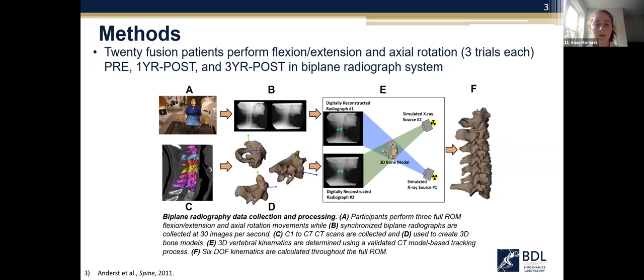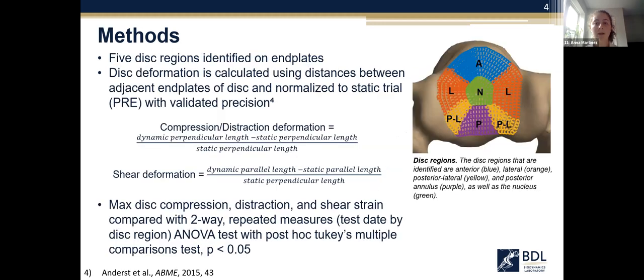CT scans of each patient's cervical spine were taken to create three-dimensional bone models. These bone models were matched with the bone images in the radiographs collected during testing using a validated model-based tracking technique to calculate vertebral motion. Five disc regions were identified based on end plate geometry: the anterior region, lateral, posterior, posterior lateral, and nucleus regions. Adjacent segment disc deformation is calculated based upon vertebral body end plate motion and is normalized to the static trial pre-surgery, with a validated precision of 0.4 and 0.3 millimeters above and below the fused vertebrae, respectively.